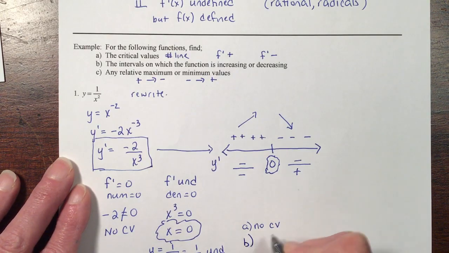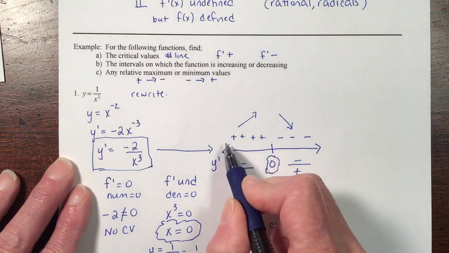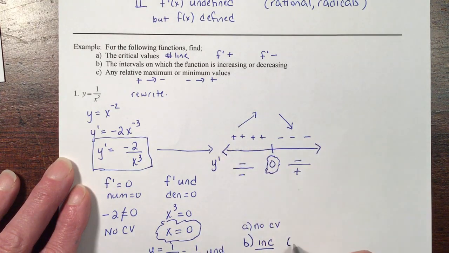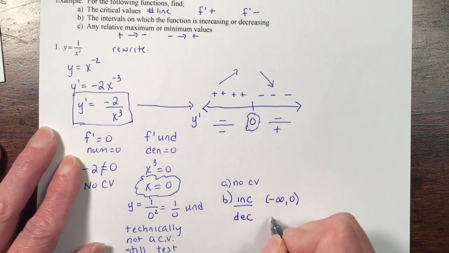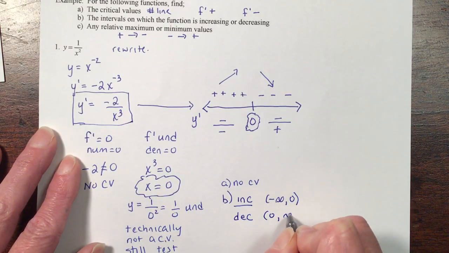For part B, where is this function increasing? Well, the function is increasing strictly by my number line from -infinity to 0. Where is this function decreasing? Well, this function is decreasing from 0 to infinity.